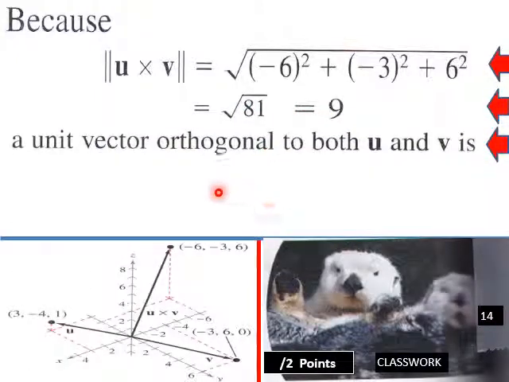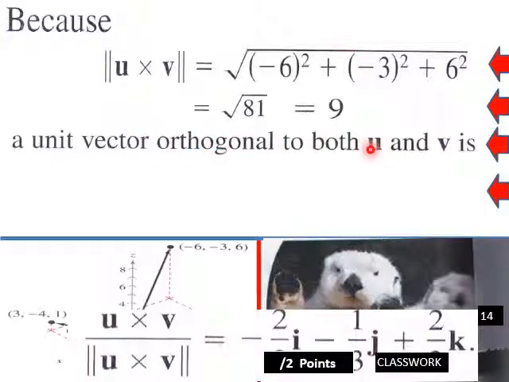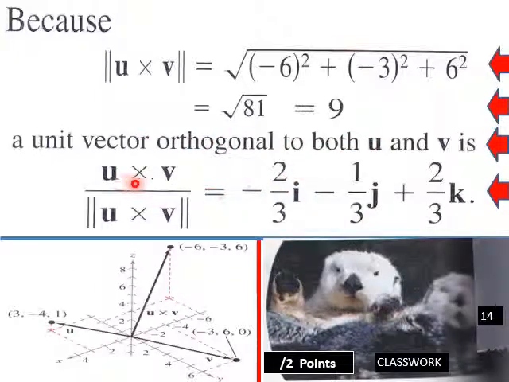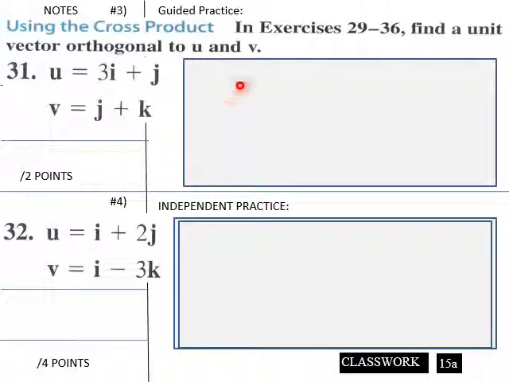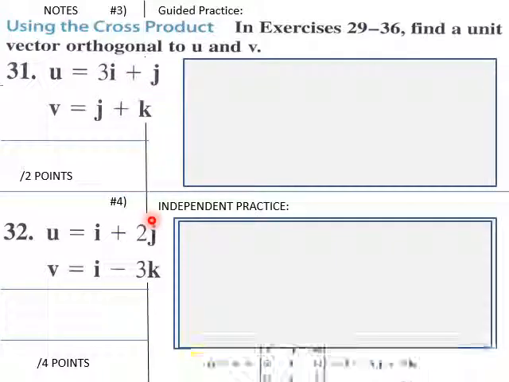So that equals 9. A unit vector orthogonal to both u and v is u times v over the length of u times v, which will equal negative 2/3 i minus 1/3 j plus 2/3 k. So this will be the unit vector orthogonal to both u and v. Now let's find a unit vector orthogonal to u and v. Here's our u and v.